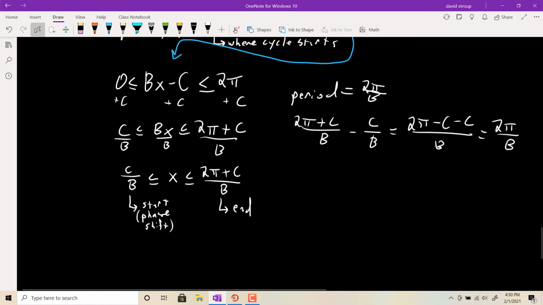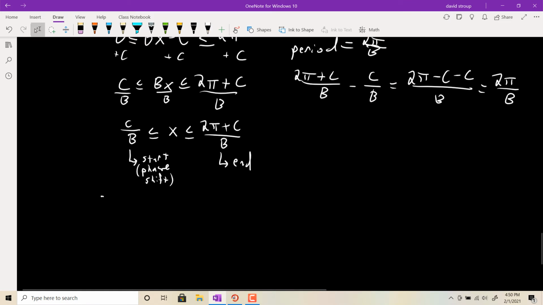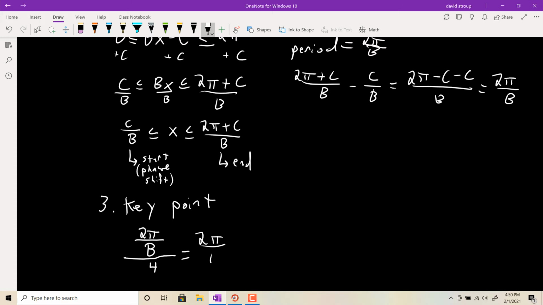And so for our key points, these aren't necessarily your tick marks. What they are is that you're moving by this amount every time. You're starting at c over b and then moving by 2 pi over b divided by 4 to get to your key points. So rewriting this as 2 pi over b times 1/4, which would be pi all over 2b.